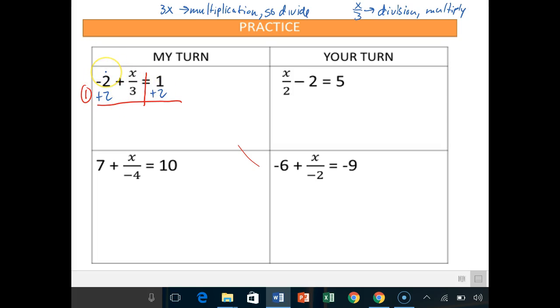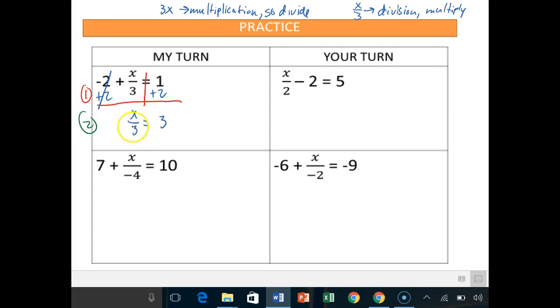Doing this, why did I do that? I want this to be 0. This becomes 0, excuse me. We drop this down exactly how it is, so x over 3 is equal to 3. And now here's where that knowledge I just taught you needs to come in, all right?